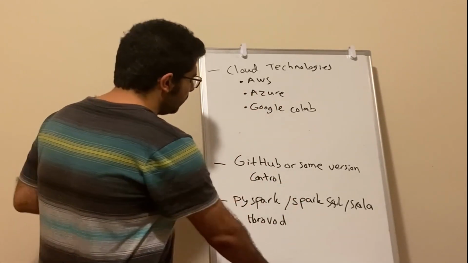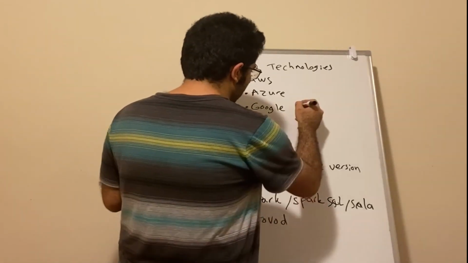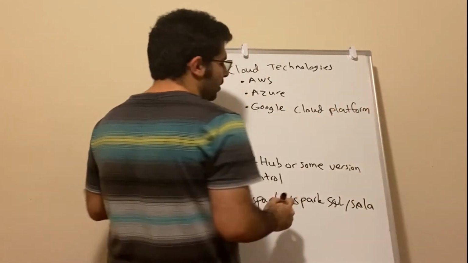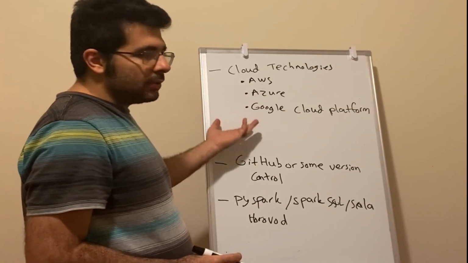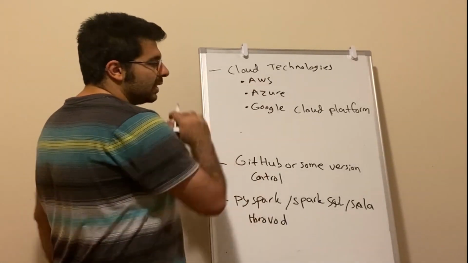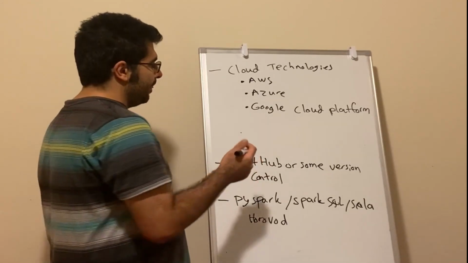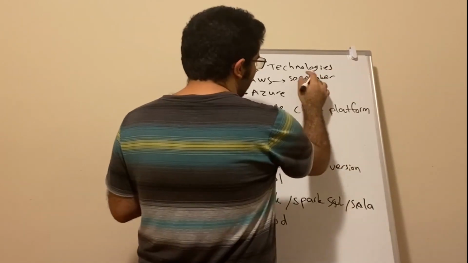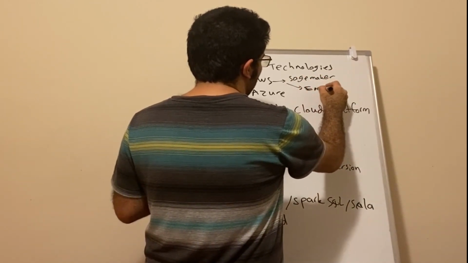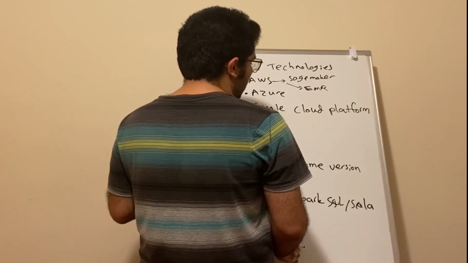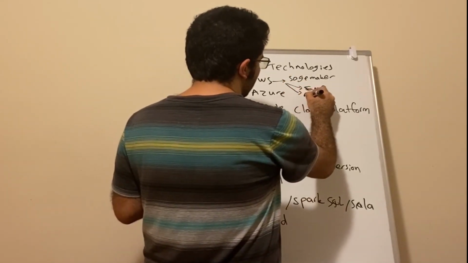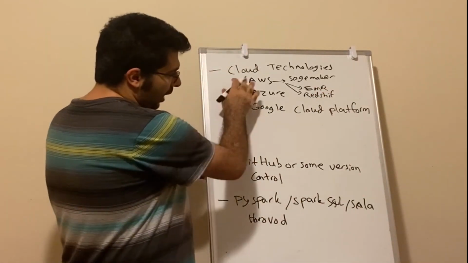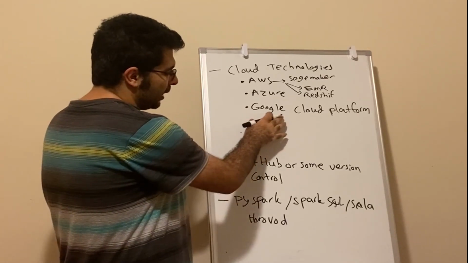Google Cloud Platform is also equivalent to SageMaker. Using this cloud technology, you can use AWS with a combination of SageMaker, for example, for running your Python code, EMR for running your PySpark code, right? Redshift, I just want to tell you how strong AWS is, Redshift for your database stuff. Or Azure, you can do the same thing with Google Cloud Platform.